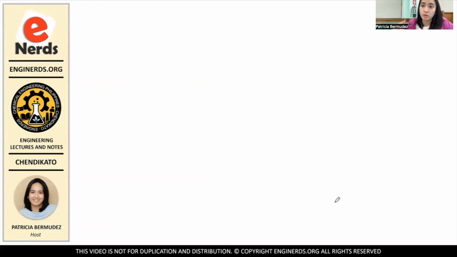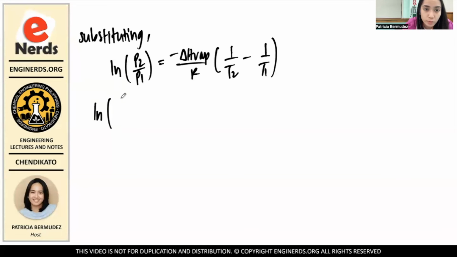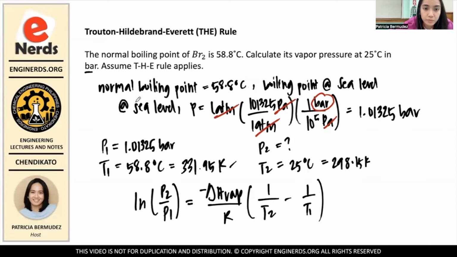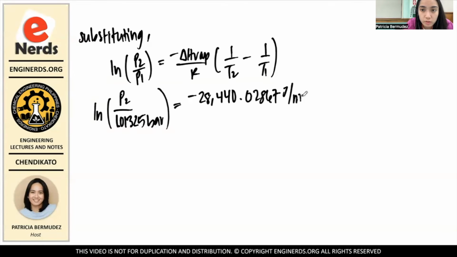And what we're going to do is substitute it into the Clausius-Clapeyron equation. So, substituting, we have ln of P2 over P1 is equivalent to negative delta H VAP over R, times 1 over T2 minus 1 over T1. And we know that our P2 here is unknown, so let's leave it as P2. And our P1 is 1.01325 bar. Okay? And that is equal to negative delta H VAP, which is 28,440.02867 joules per mole, over our R, which is 8.314 joules per mole Kelvin.